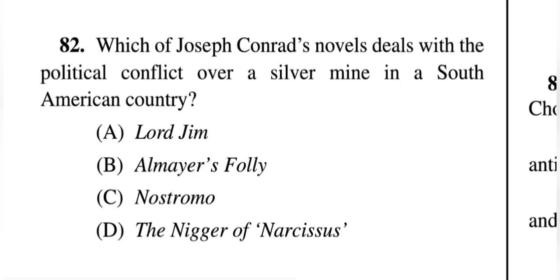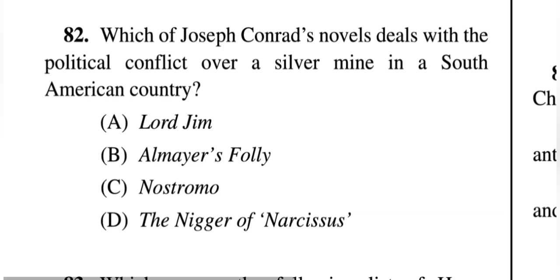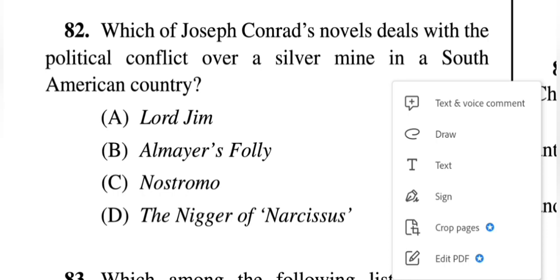Okay, now let's try to find out this. Lord Jim, Almayer's Folly, Nostromo, The Nigger of the Narcissus. 82. Correct answer of this question will be C, that is Nostromo. This work deals with the political conflict over a silver mine in a South American country.